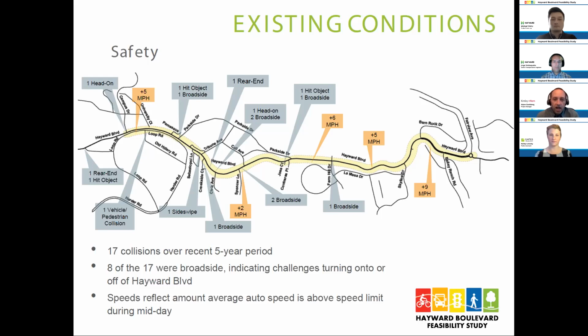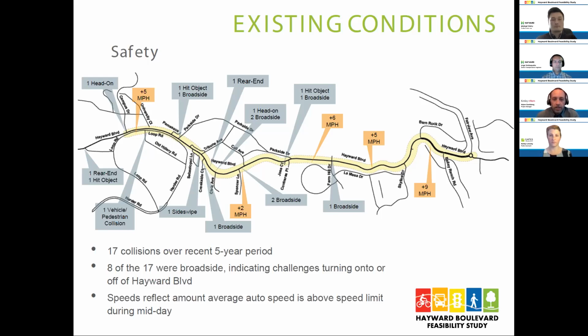And so that obviously does relate to a lot of the safety concerns that we heard from the community during the survey process. Some of the factors that may go into that include wide lanes, just a wide roadway, the downhill component to the roadway, the grade that exists there. We also then analyzed the collisions that occur on this corridor over a 5-year period. And we found 17 collisions.